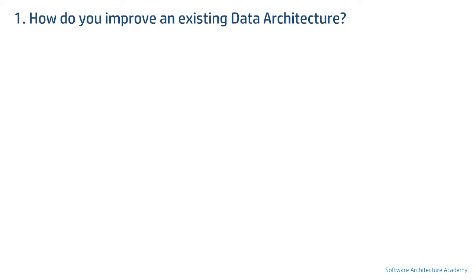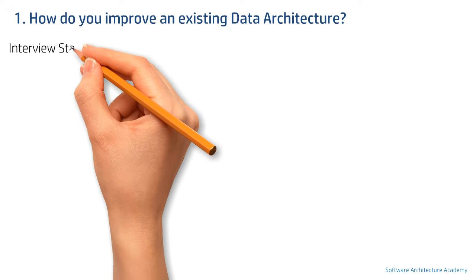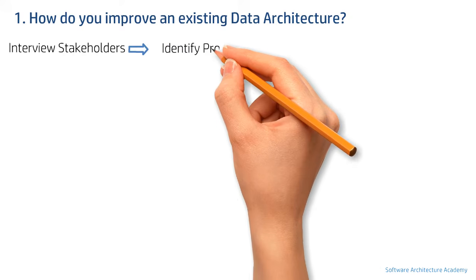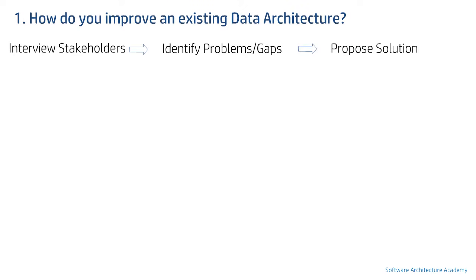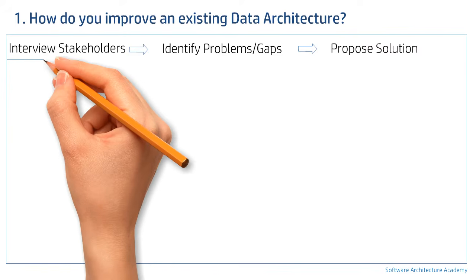The best way is to get the basics first. How would I answer this? I would start with interviewing stakeholders, usually system users, to understand their pain points, followed by documenting their problems and gaps, and finally proposing a solution for each problem. These three are the pillars of any improvement project.